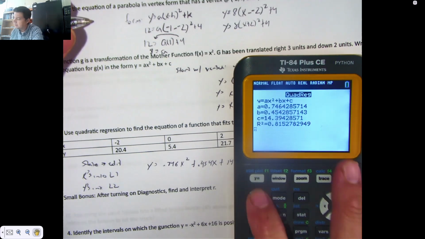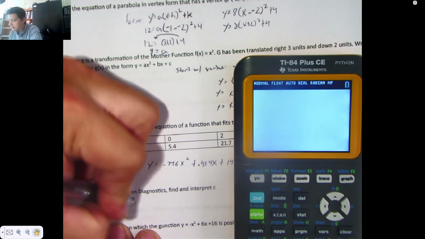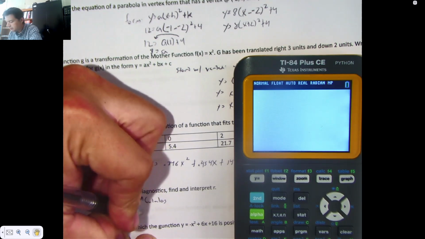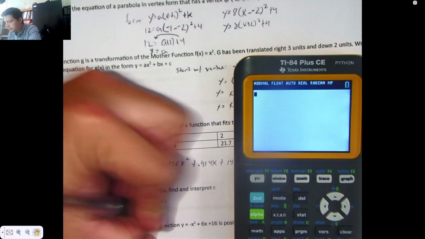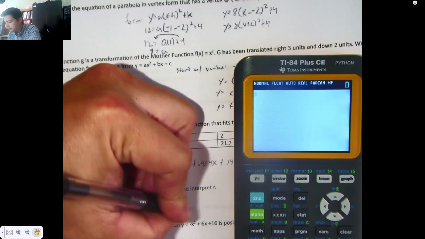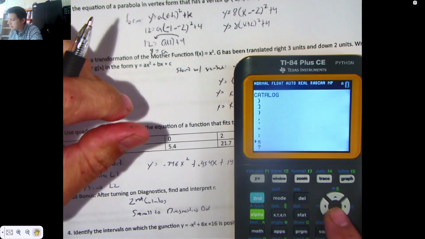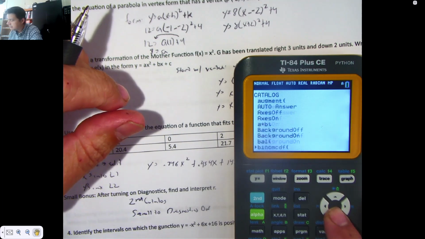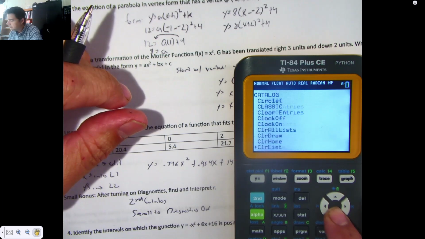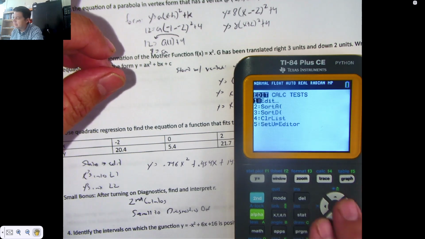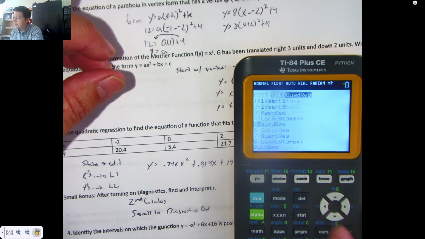I've already done it on this one, but diagnostics is second catalog, scroll to diagnostics on. So second 0, and I scroll to diagnostics on. Press enter, enter, done. And I go back through that process, and if you didn't see it the first time, it'll be here this time.